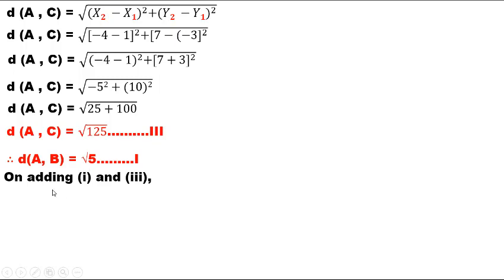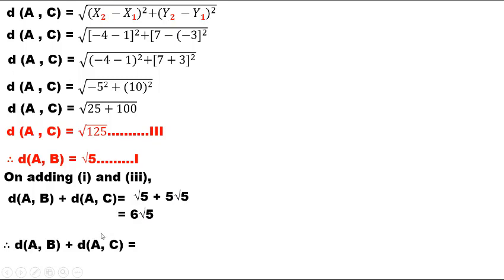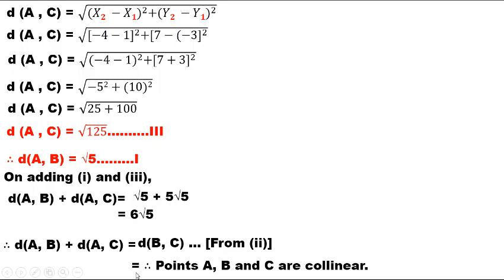On adding equations 1 and 3, we get distance of AB plus distance of AC is equal to under root of 5 plus 5 under root of 5, meaning 6 under root of 5. Distance of AB plus distance of AC is equal to distance of BC from equation 2. Therefore, the points A, B and C are collinear.